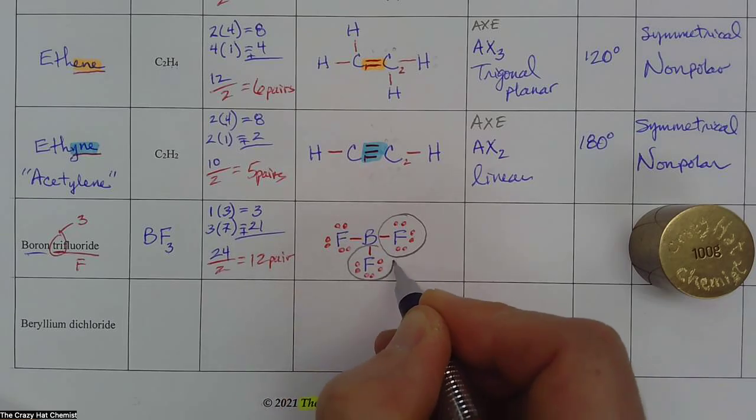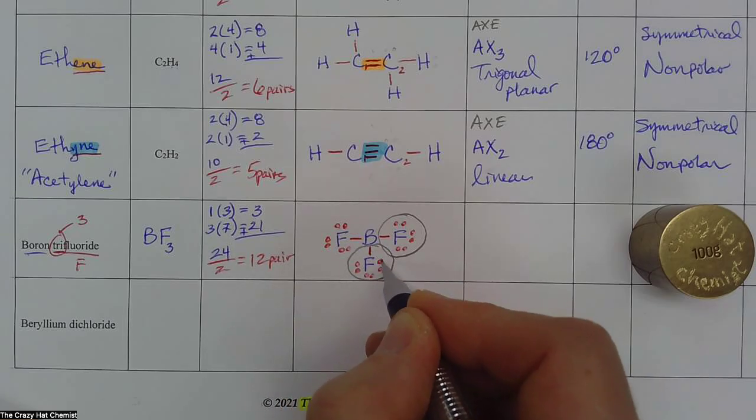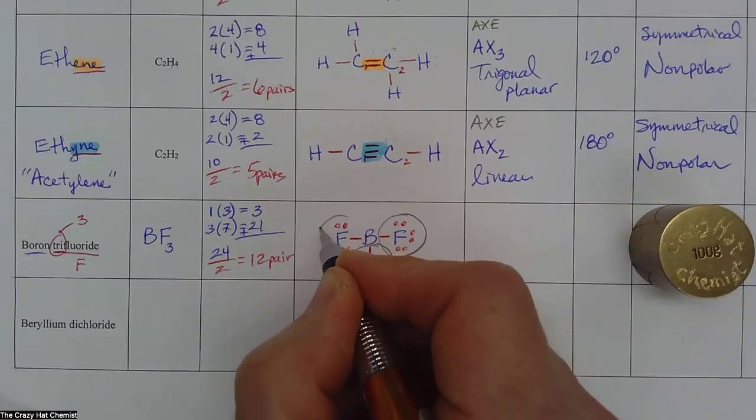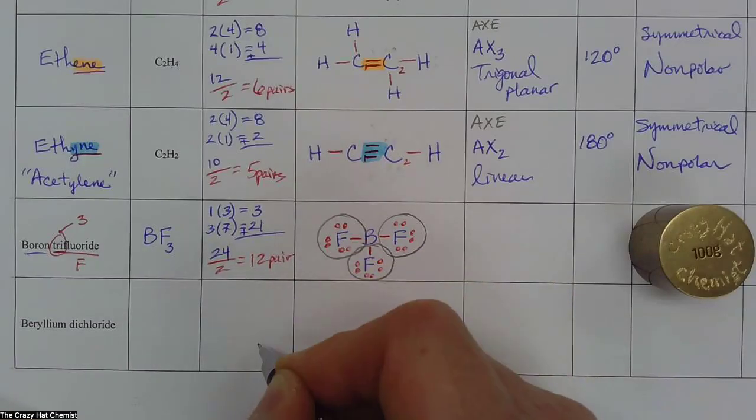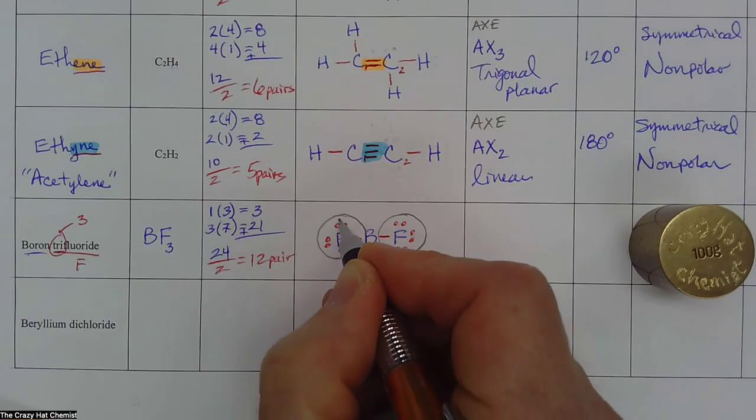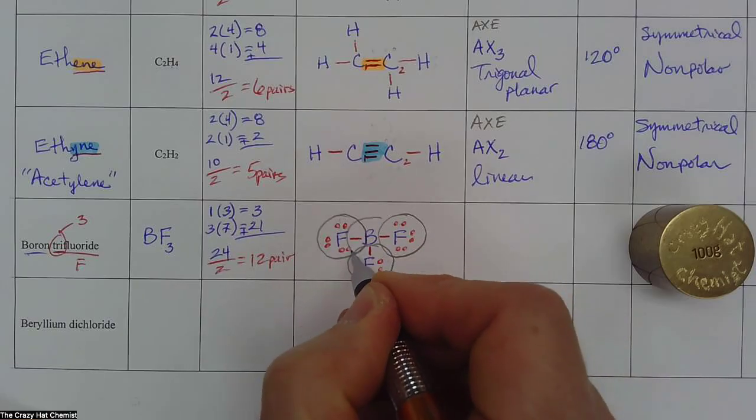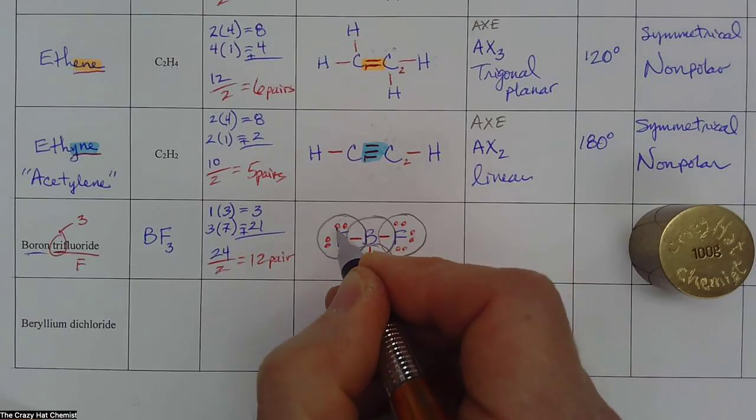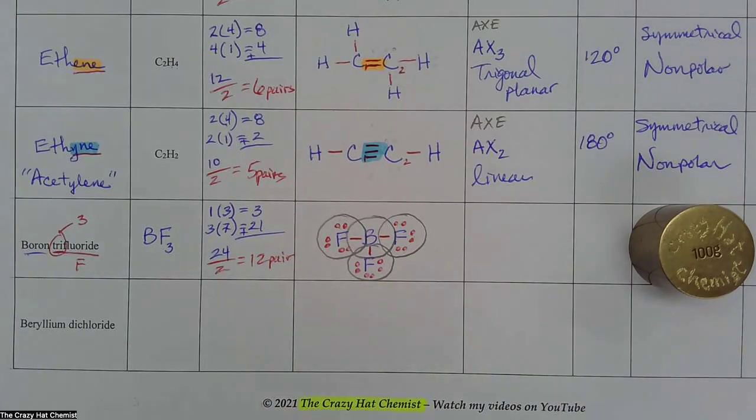This fluorine right here in the 6 o'clock position has 2, 4, 6, 8. This fluorine right here in the 9 o'clock position has 2, 4, 6, 8. Now we're going to look at that central boron, and that will have 2, 4, 6 electrons. Well, that is less than an octet.